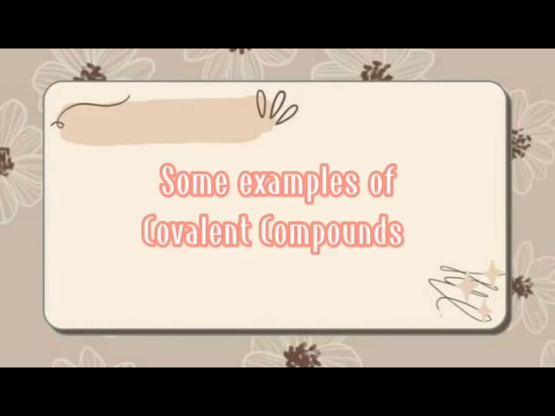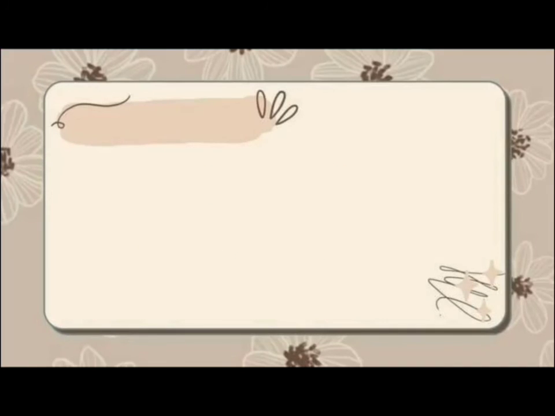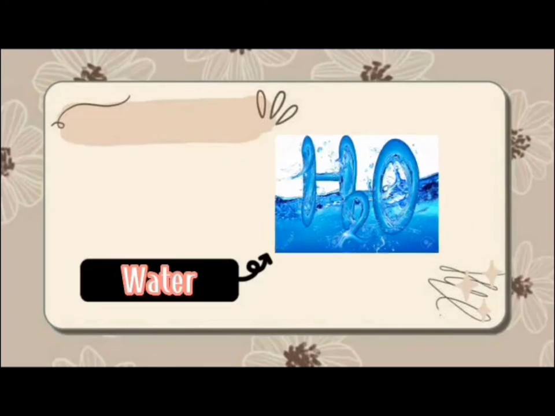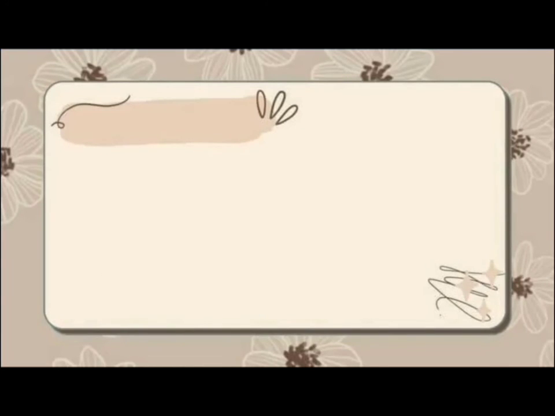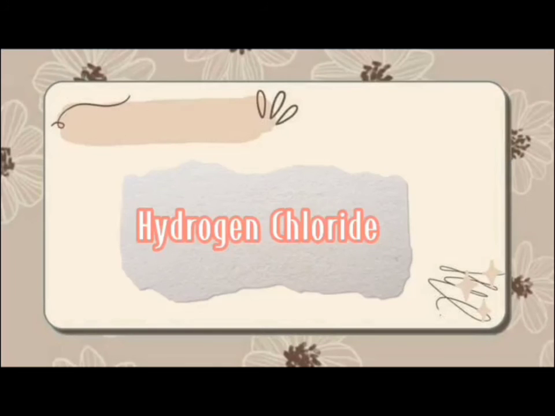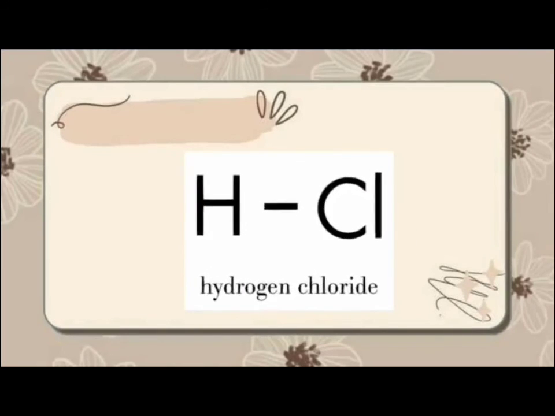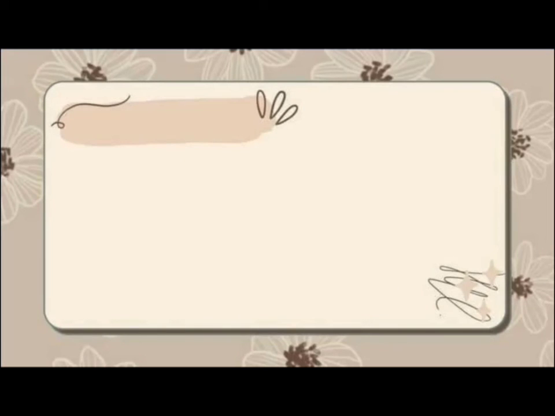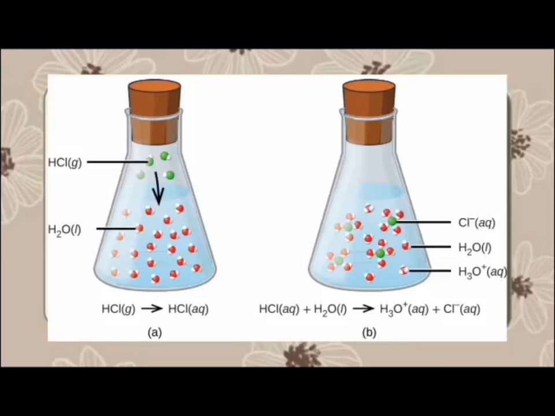Let me introduce you to some examples of covalent compounds, which are hydrogen chloride, methane, water, and oxygen. I will discuss first the hydrogen chloride. The compound hydrogen chloride has the chemical formula HCl. It is a gas at room temperature and pressure. A solution of the gas in water is called hydrochloric acid.